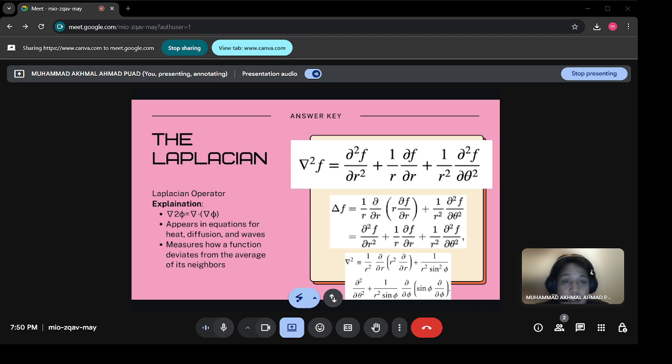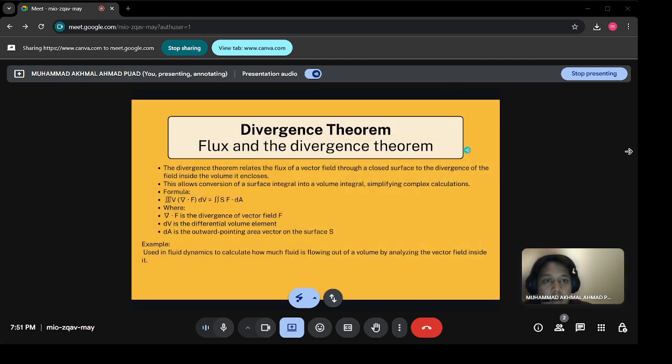So for the first one, we have the Cartesian coordinate system, and for number two, the cylindrical coordinate system, and the last one is the spherical coordinate system, as you can see in this appendix. We can find it here. And then the divergence theorem, flux, and the divergence theorem.